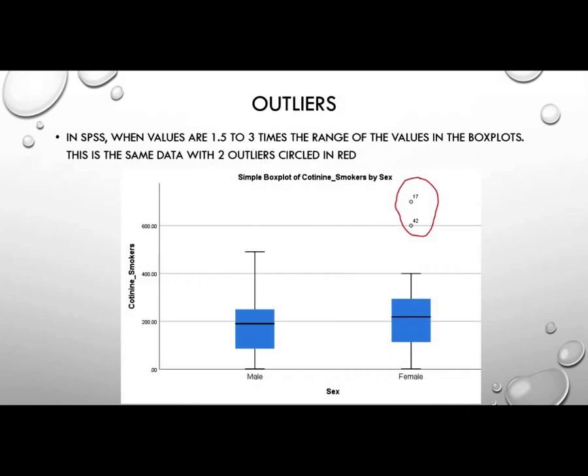Alright, when we get to SPSS output, this is with 2 outliers. I changed some of the data and reran the box plots, and when you have values that are 1.5 to 3 times the range of the values within the box plot, they'll show up as outliers, which I've circled here in red.